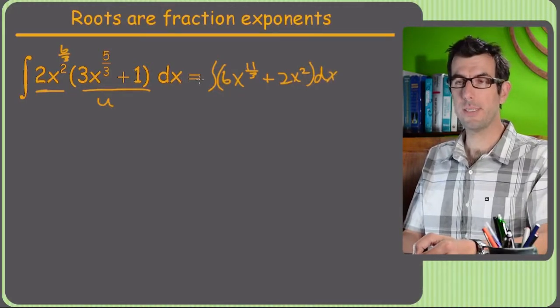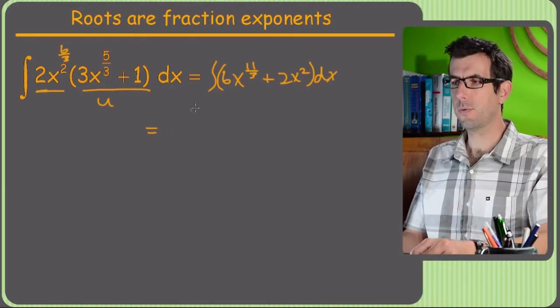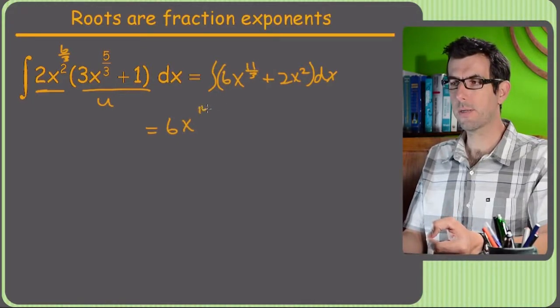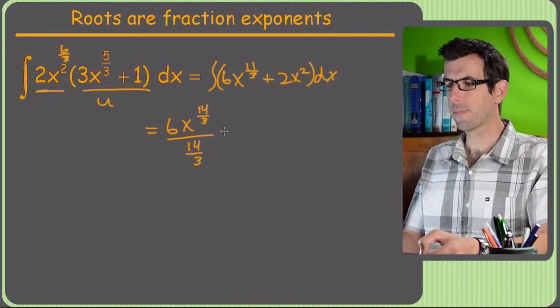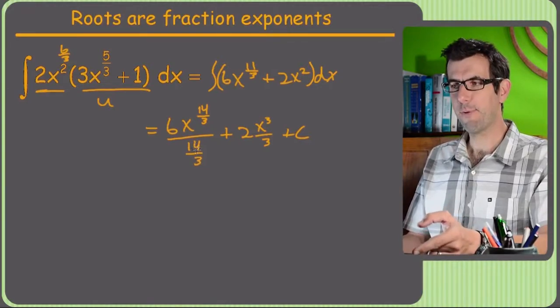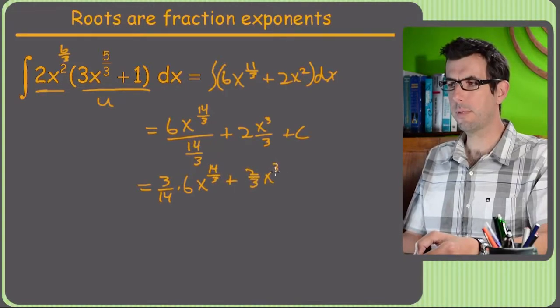Alright, so we don't have to worry about matching du's because it's just x to some exponents. So this is going to integrate to 6 times x. We got to add 1 to 11/3. So if we add 3/3, we get 14/3. Divided by 14/3, plus 2x cubed over 3. Alright, so I needed to divide by 14/3, which is really like multiplying by 3/14. So I got 3/14 times 6x to the 14/3 plus 2/3 x cubed plus c.